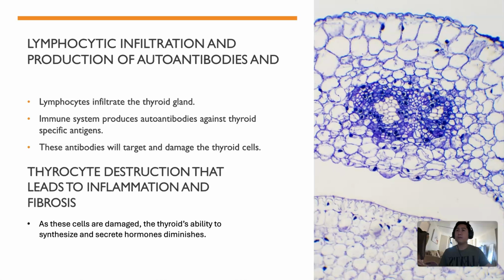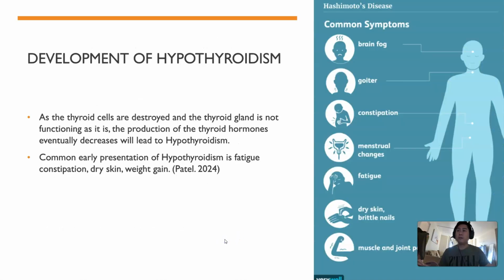And after that, we have the thyrocyte destruction, which would eventually lead to inflammation and fibrosis. The frequent immune attack will lead to the destruction of thyroid follicular cells responsible for producing thyroid hormones, thyroxine and triiodothyronine. As these cells are damaged, the thyroid's ability to synthesize and secrete hormones diminishes. Because of this, the development of hypothyroidism will take place.